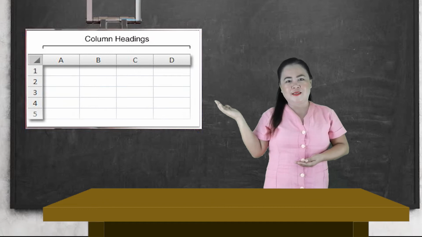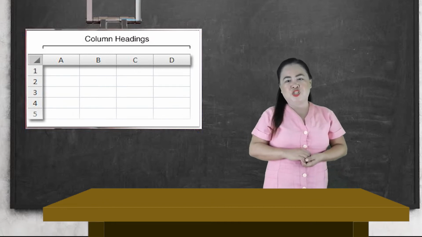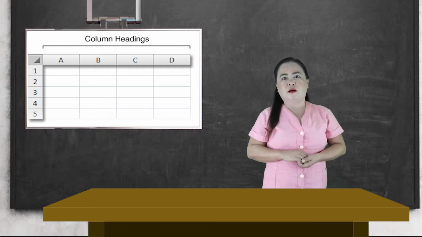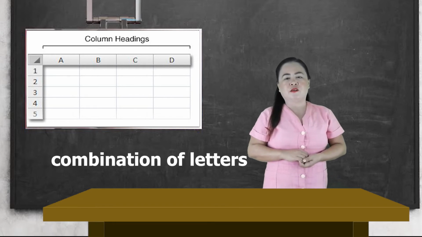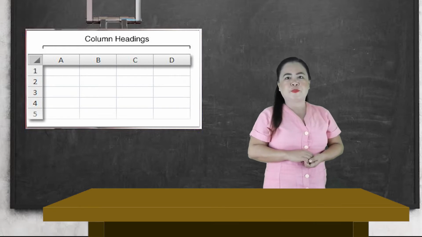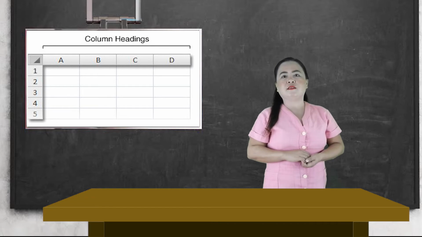Column headings. Each Excel spreadsheet contains 256 columns. Each column is named by a letter or a combination of letters. Column headings are referenced by alphabetic characters in the gray boxes that run across the Excel screen, beginning with column A and ending with column IV.